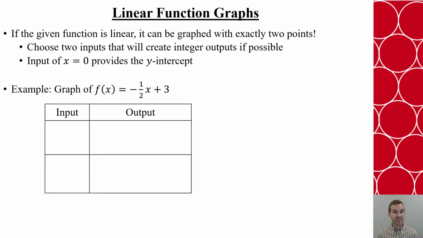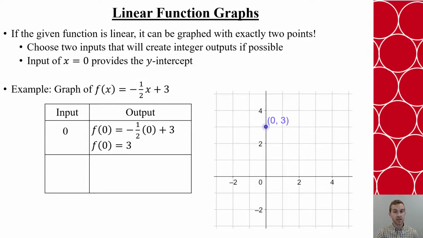So let's look at this function, f of x equals -1/2 x plus 3. If I put an input of x equals 0, my output would give me -1/2 times 0, which would be 0 plus 3, and that's 3. So I can plot that ordered pair. That is the y-intercept.